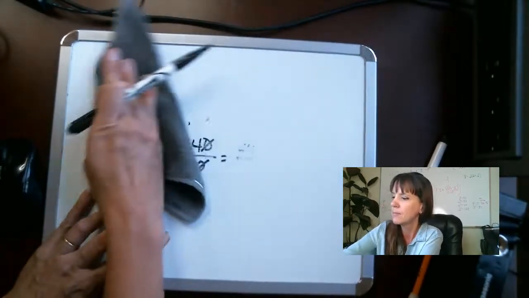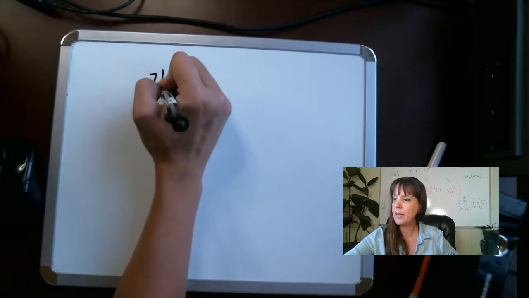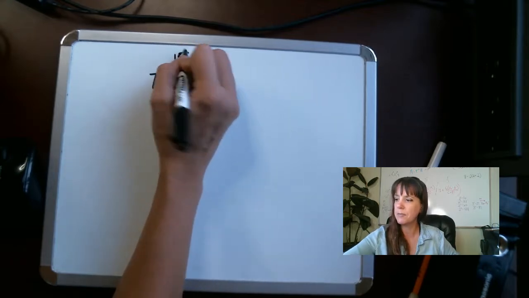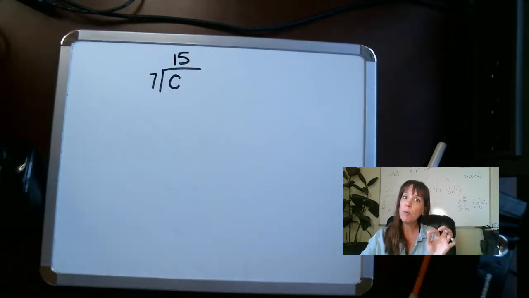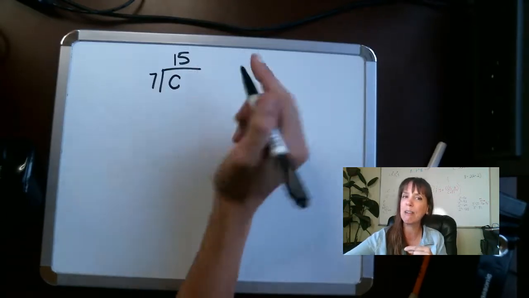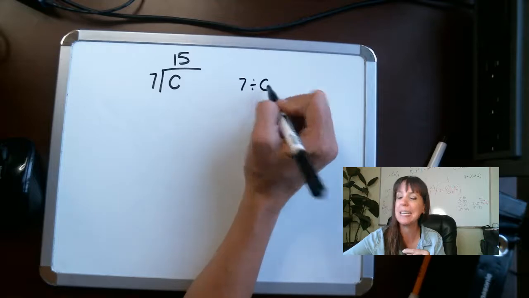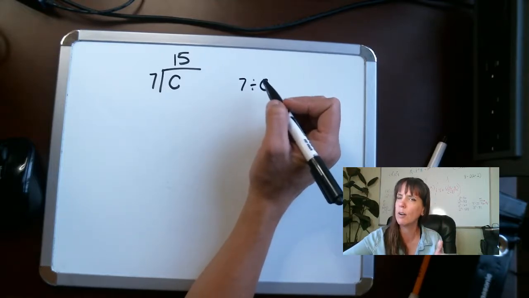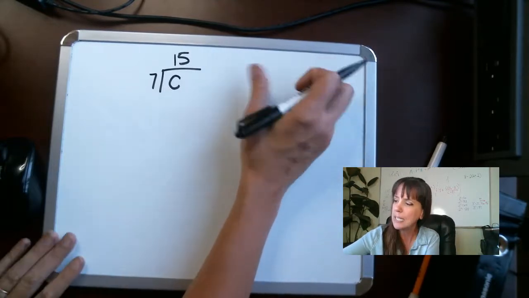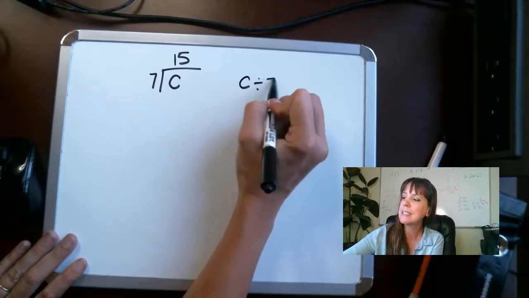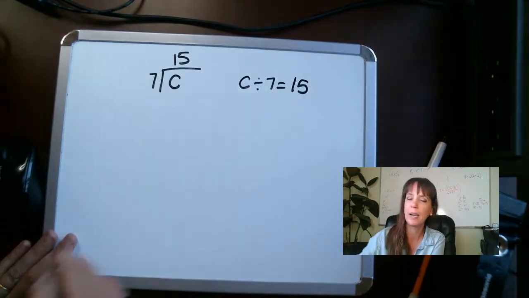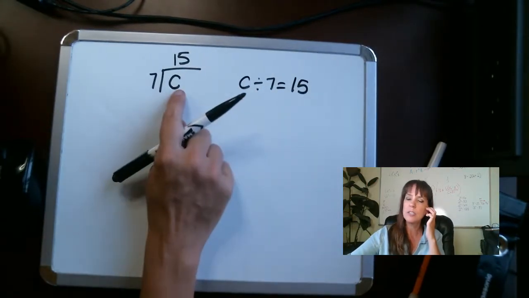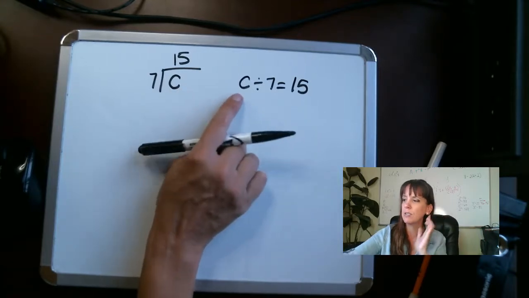All right, for C, we have 7 divided by C is 15. Now remember, when we rewrite this guy, the one that's in front is this thing right here. It's not 7 divided by C. And I think I even just said that. I'm sorry if I did. It's actually C divided by 7 is 15, okay? The guy that goes under the table starts out our sentence over here.